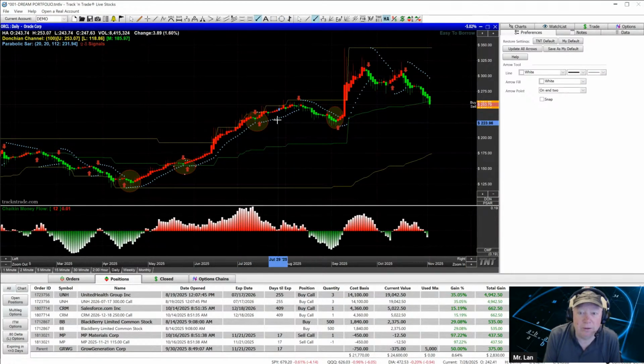Again, remember, we look for 3 runs, 3 of these blue sets of lights. So there's drive 1, there's drive 2, there's drive 3. Once it does that, we generally expect a bigger run back down.